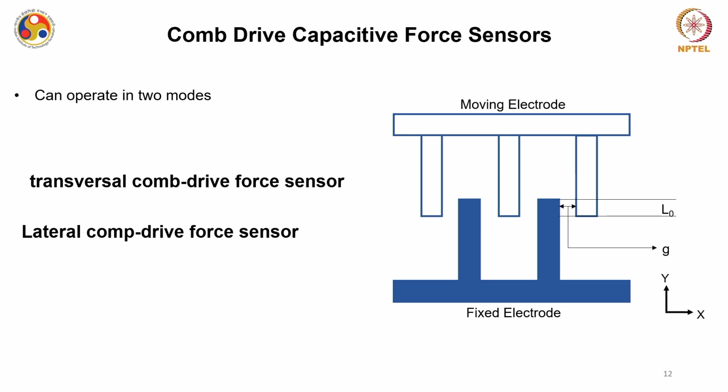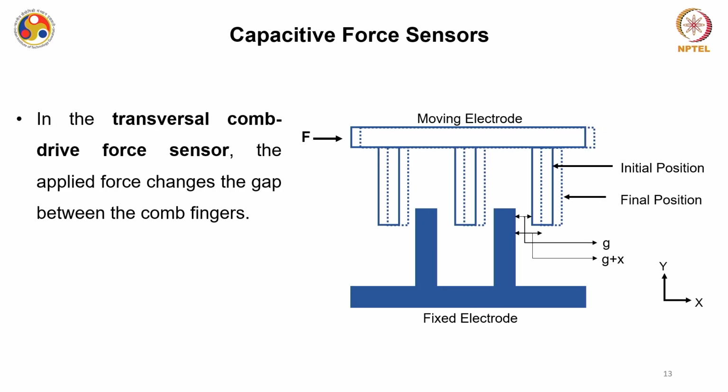We are seeing this as two different entities. One is transversal comb drive force sensors, while another is lateral comb drive force sensors. Let us see first the transversal comb drive force sensors. In the transversal comb drive force sensor, the applied force changes the gap between the comb fingers. Please note that you are applying force on the moving electrode, something like this, so please note that the solid line is the initial position, while the dotted line suggests the final position of the moving electrode.